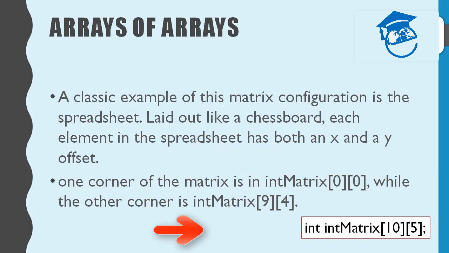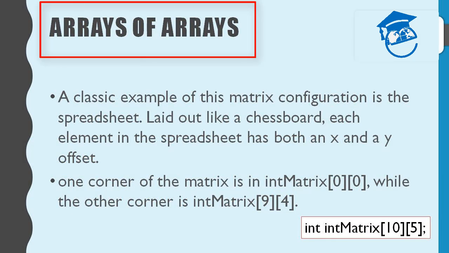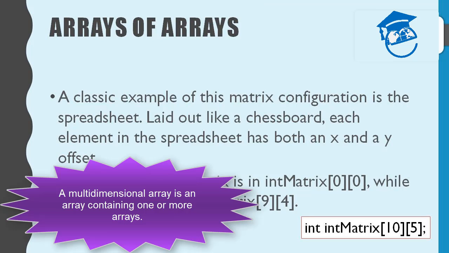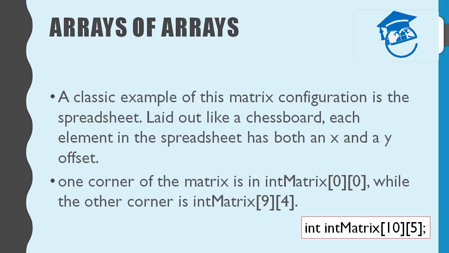Okay, now we know multiple ways of how to declare and initialize arrays. Therefore, now let's move on to the discussion of arrays of arrays, which means multidimensional arrays. Actually, the scope of this course is about two-dimensional arrays. Arrays are adept at storing sequences of numbers. Some applications require sequences of sequences. A classic example of this matrix configuration is the spreadsheet. Laid out like a chessboard, each element in the spreadsheet has both an x and y offset.